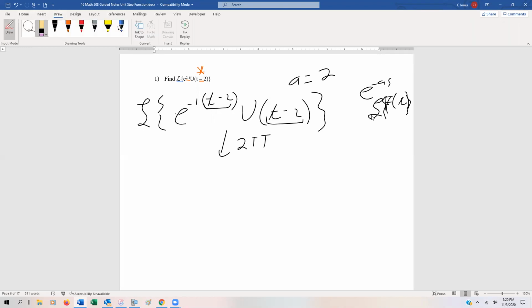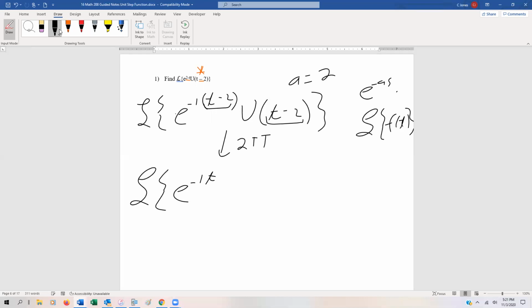And so let me get rid of this and try to write that a little bit more legibly. So it's going to be e to the minus as and then the Laplace of f at t in this case. And so in this case, what we could do is use the second translation theorem, and now this is going to become the Laplace of e to the minus 1t, and this part and the unit step function are just going to become e to the minus 2s.